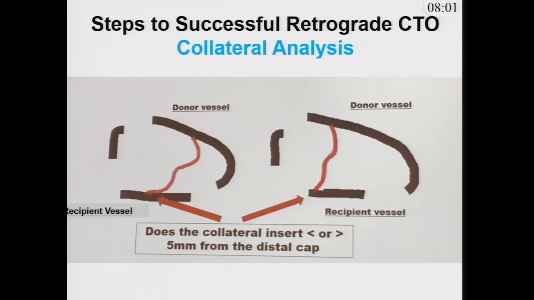Also the distal cap. If we are very close to the distal cap at the entry point into the receiving vessel, it is going to be a challenge to have support to be able to penetrate. In those cases, it's better to go into a more distal collateral. Where the distal cap is farther up, the closer you get, the better, and the shorter the collateral, the better.